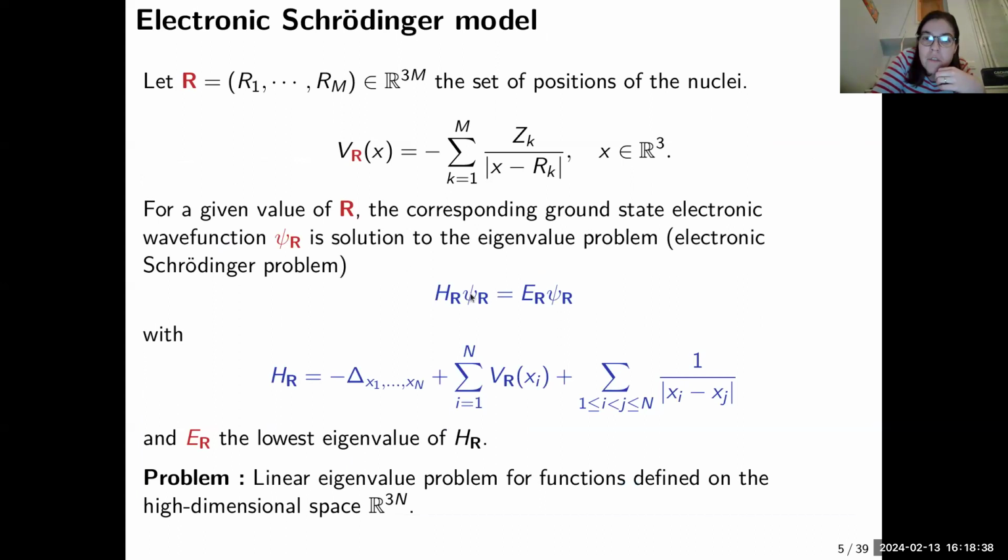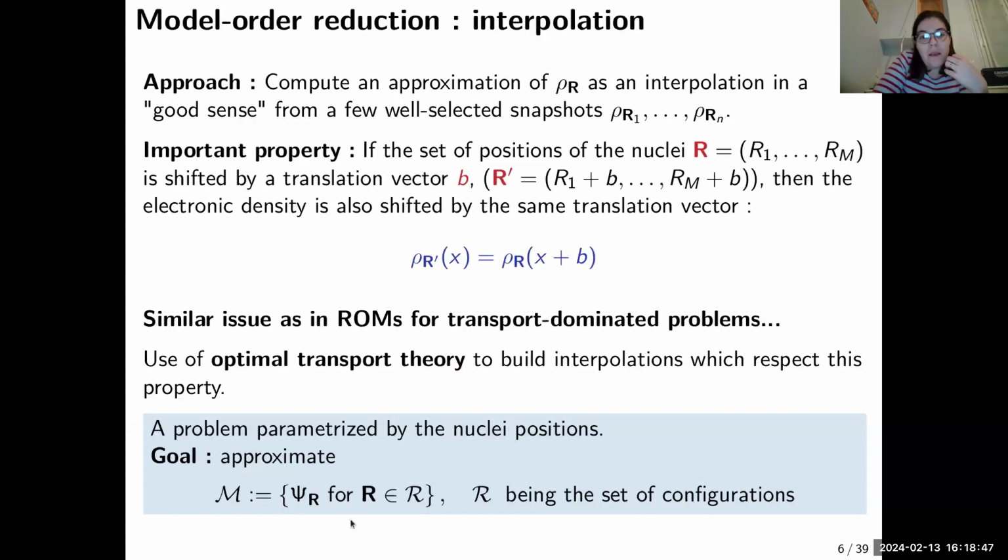Sorry, this should be a small psi, not a big psi. Solution to this type of parameterized eigenvalue problems, where the parameters are the set of positions of the nuclei, and these parameters belong to some parameter set, which I denote here by calligraphic. And so I'm going to explain to you the type of techniques that we use for this particular problem.